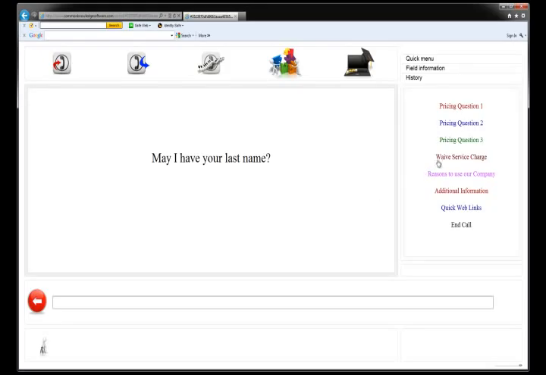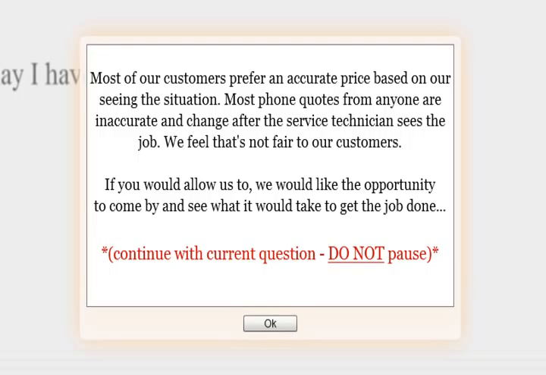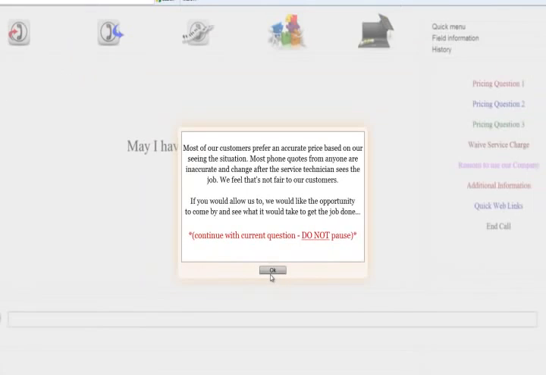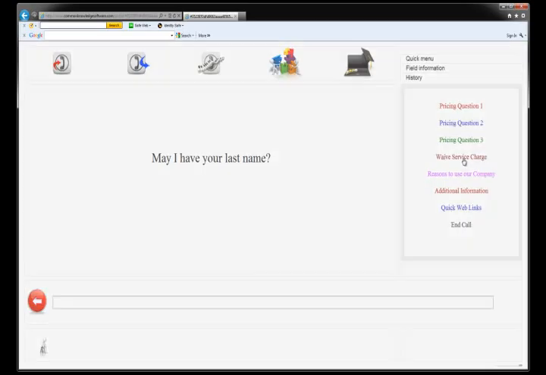A third answer is also available. Most of our customers prefer an accurate price based on our seeing the situation. Most phone quotes for anyone are inaccurate and change after the service technician sees the job. We feel that's not fair to our customers. If you allow us, we would like the opportunity to come by and see what it would take to get the job done. If you have exhausted your alternatives, you may elect to waive the service charge altogether.